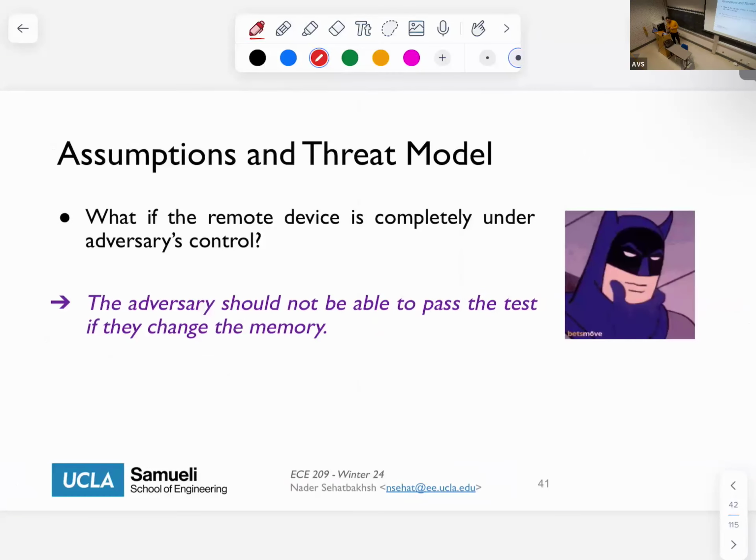But of course, there's a whole bunch of important assumptions that we need to make, because if this process follows exactly as I explained, then I can trust this device.